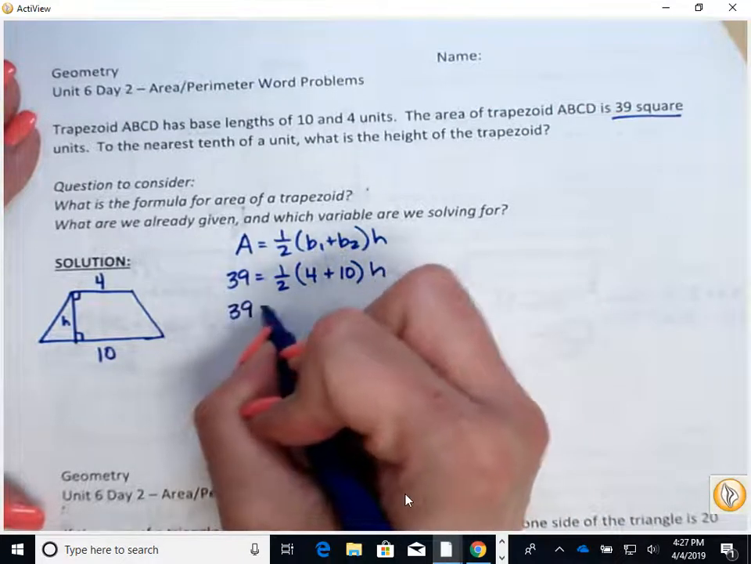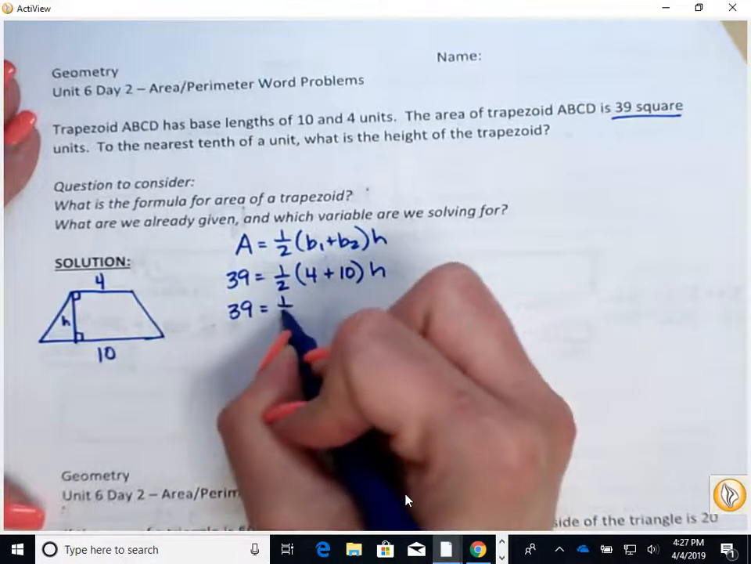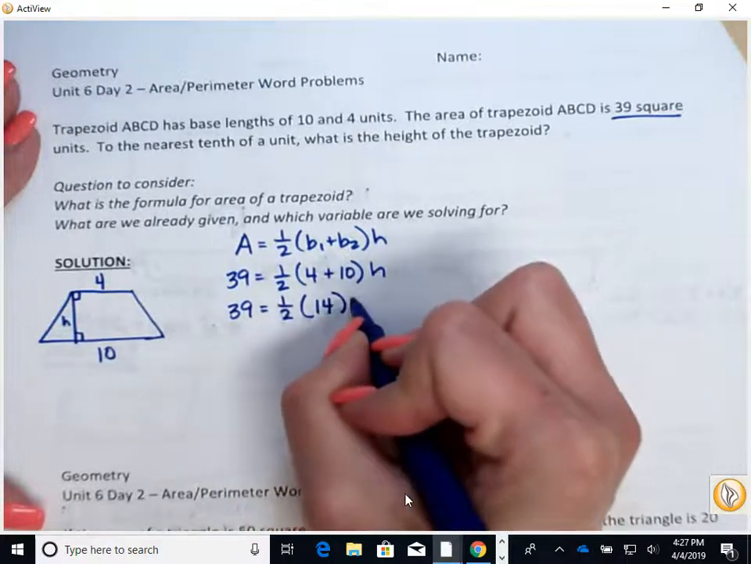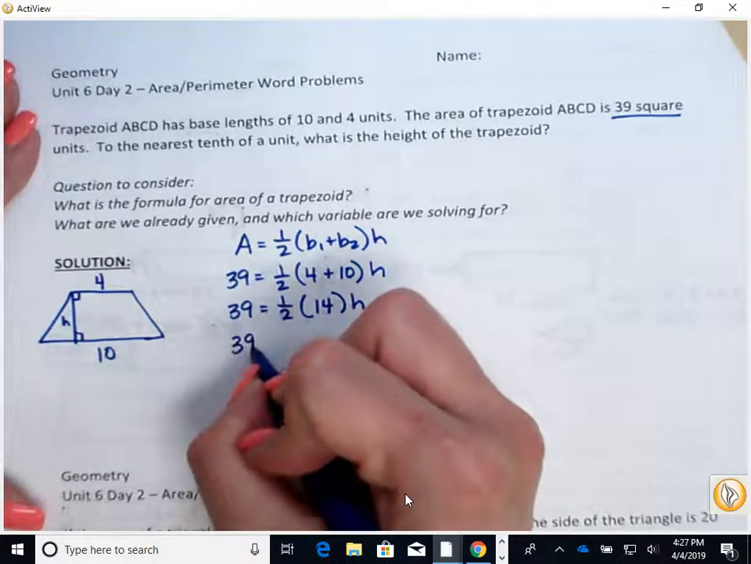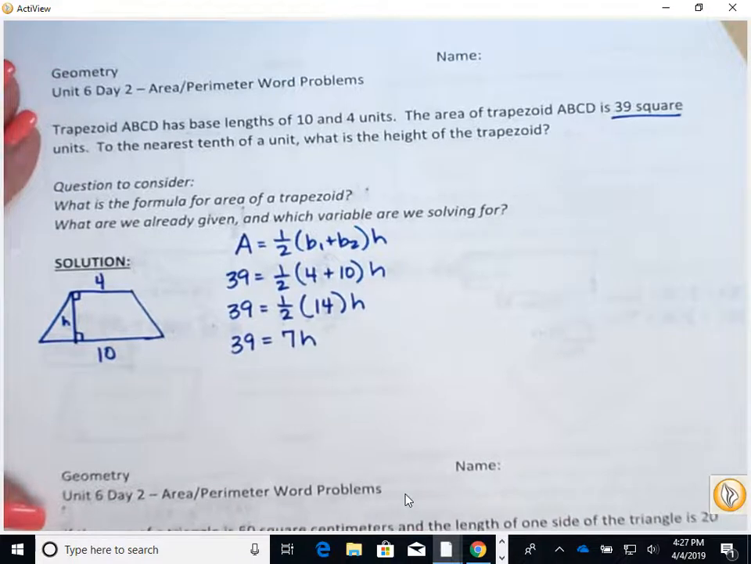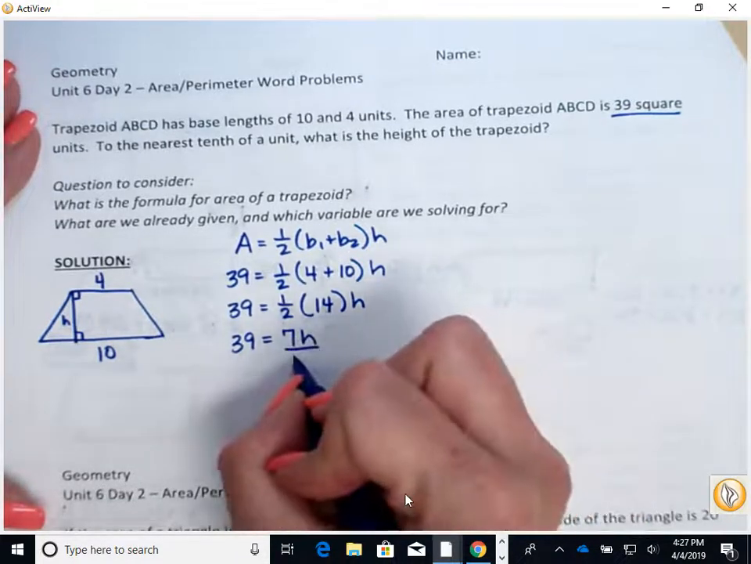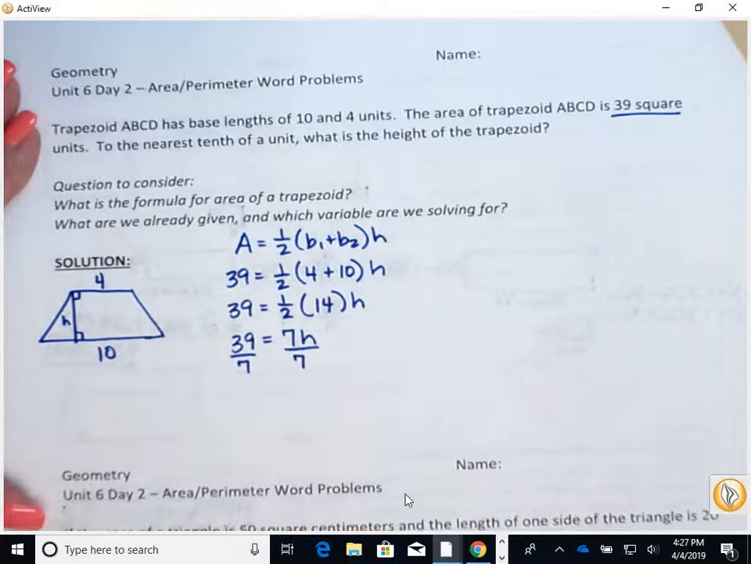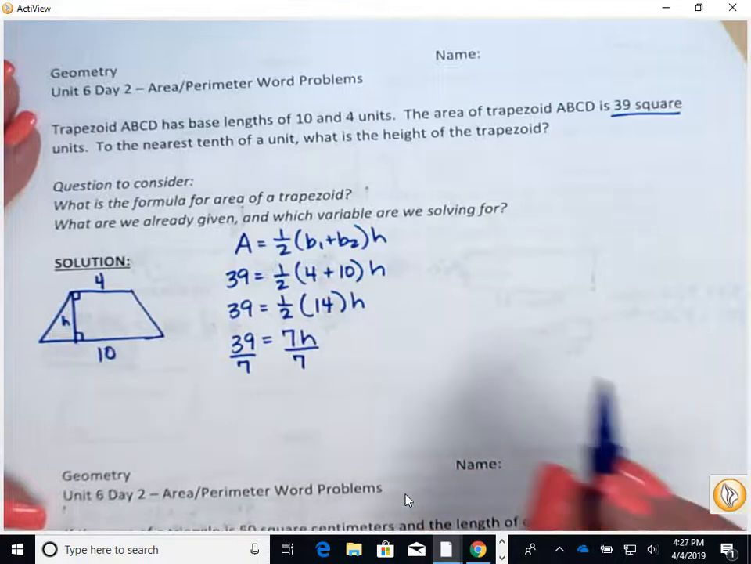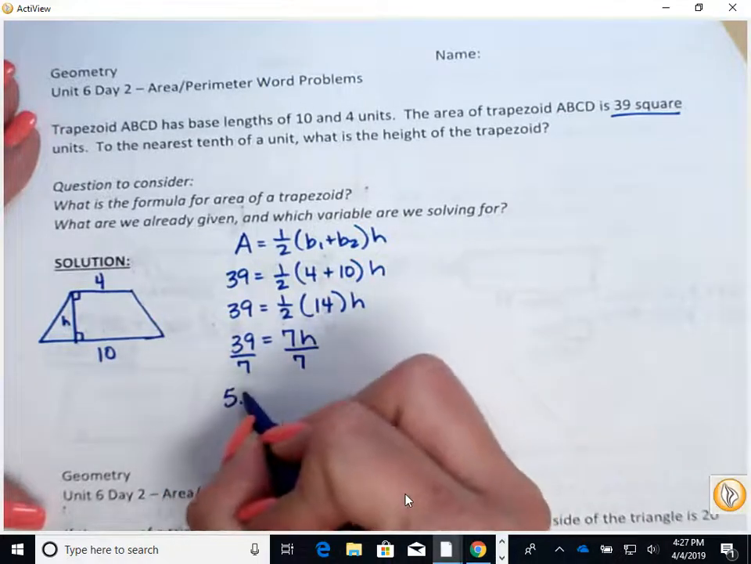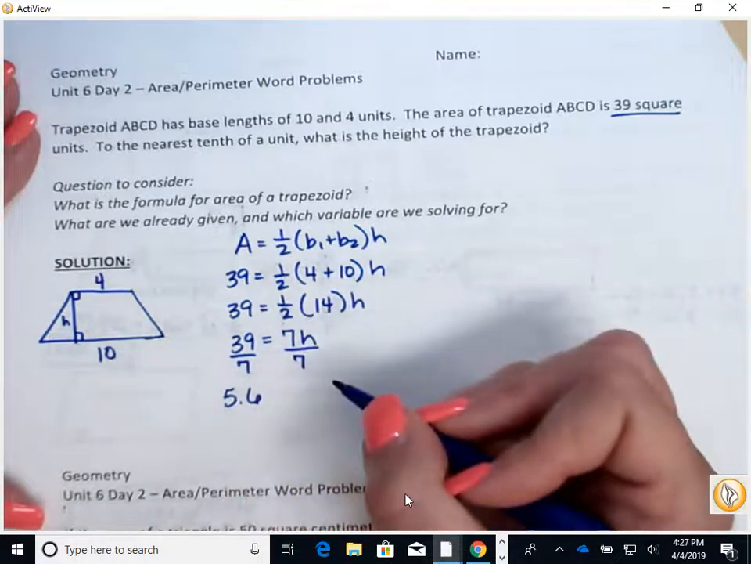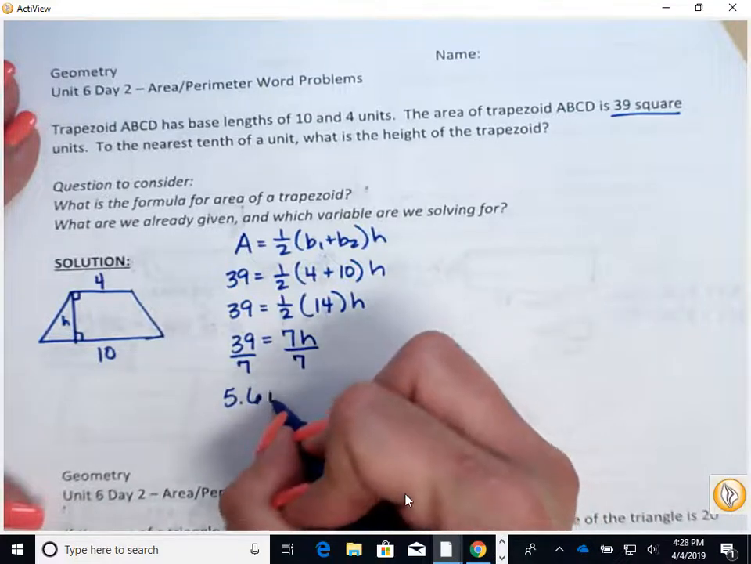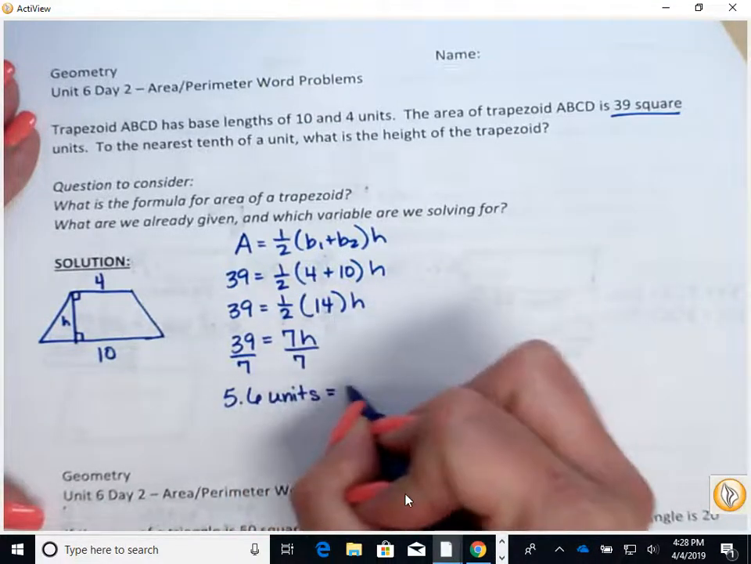Do your order of operations. Combine what's in the parentheses first. So that's 14. 1/2 times 14 is 7. And then to get h by itself, we just divide both sides by 7. And again, if I ever go too fast, pause, rewind, do what you got to do to get all your notes taken. 39 divided by 7 gives me 5.57, so we're going to round to 5.6. Yeah, because it said round to the nearest tenth. And since the units were just units, the height is 5.6 units.